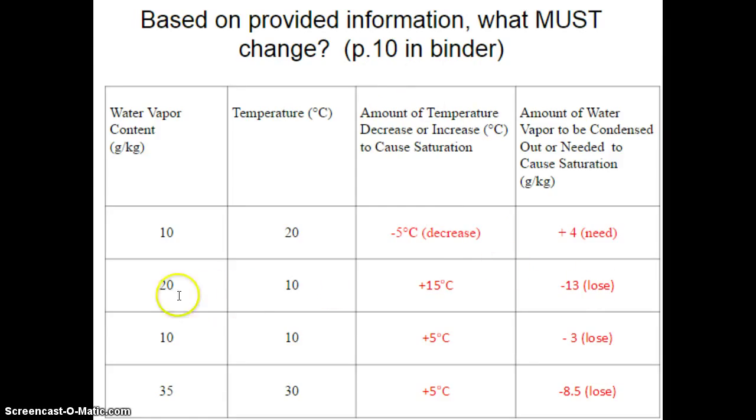At 10 grams per kilogram, at 20 degrees, we would have to cool that air temperature down to reach capacity. We'd have to cool it 5 degrees, or based on this content, at this temperature, we would need to add 4 grams. In other words, at 20 degrees C, 14 grams per kilogram reaches saturation. Or we could say that 10 grams per kilogram is the maximum at 15 degrees C. And these are just further practice problems you can go through.